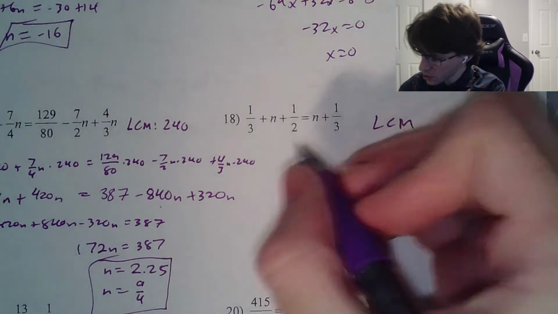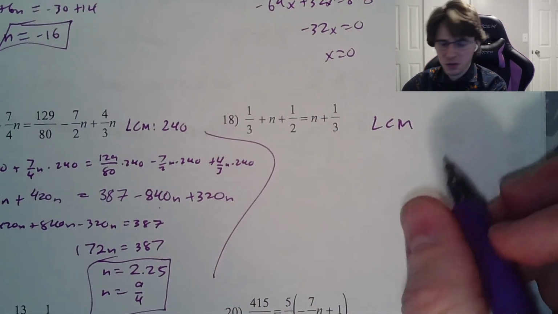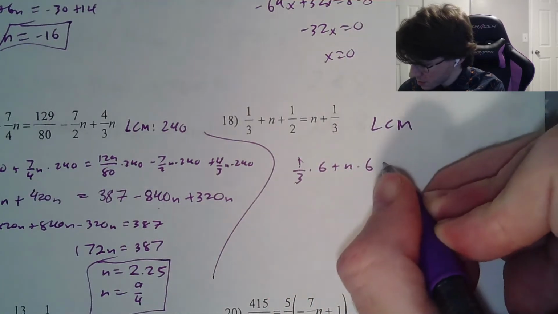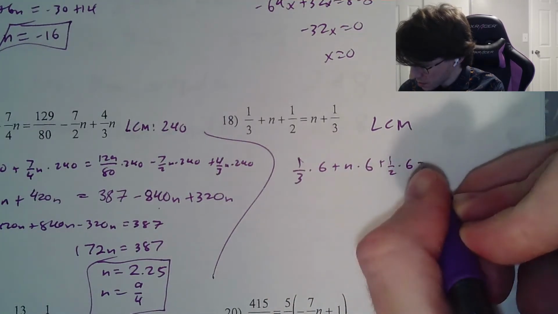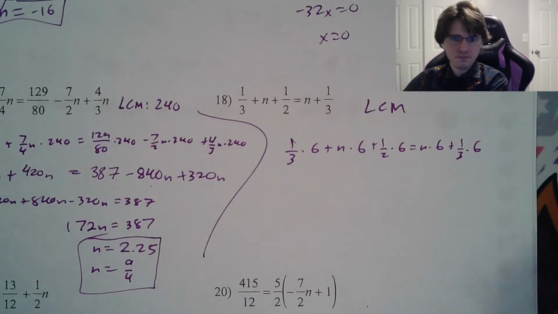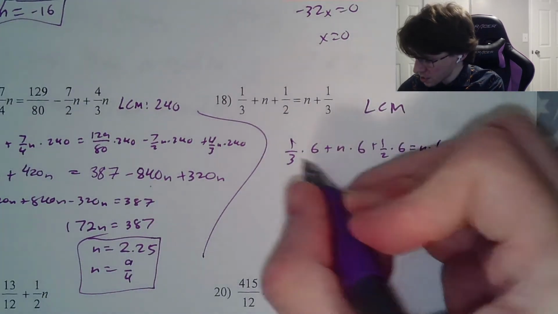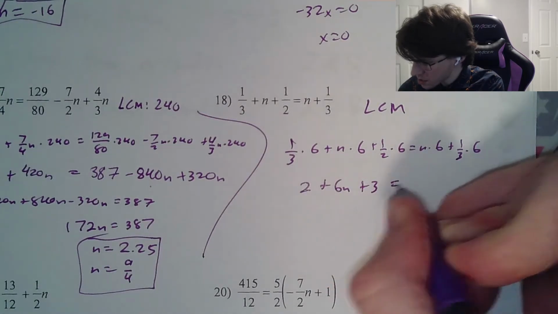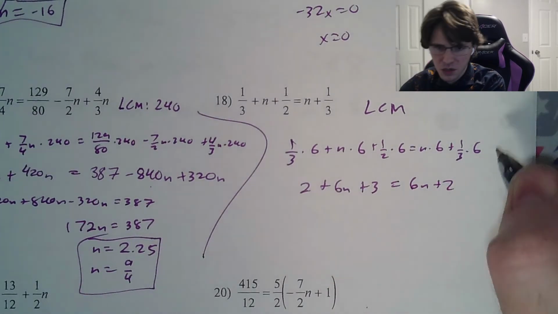You're going to take that 6 and you're going to multiply every single term by 6. We get 1 over 3 times 6 plus n times 6 plus 1/2 times 6 equals n times 6 plus 1/3 times 6. We use our calculator to multiply. I'm not going to show it again, but we're doing 1 over 3 times 6 is 2, plus 6n plus 3 is equal to 6n plus 2.